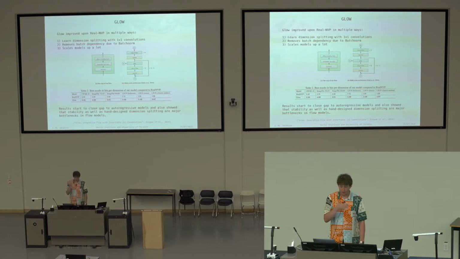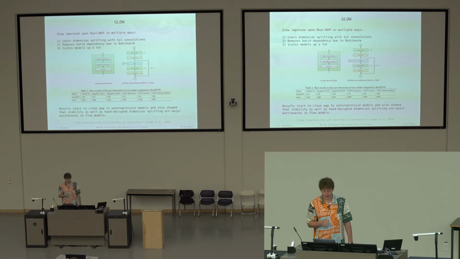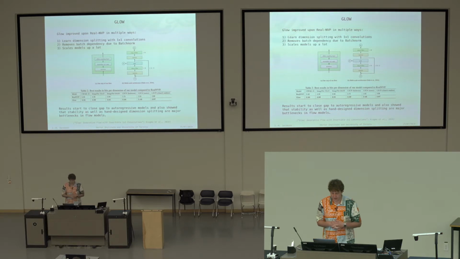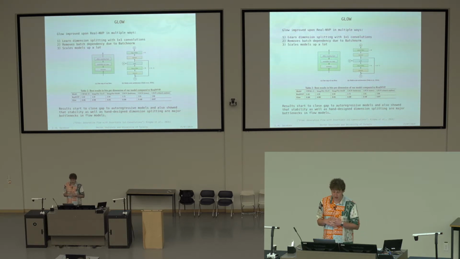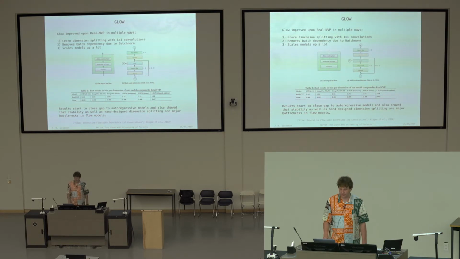Right, and then with GLOW, the results of these flow models actually started to close the gap to autoregressive models. What this also showed is that stability, as well as the hand-designed dimension splitting, are major bottlenecks in flow models, and they resolved some of that and already improved performance by a lot.